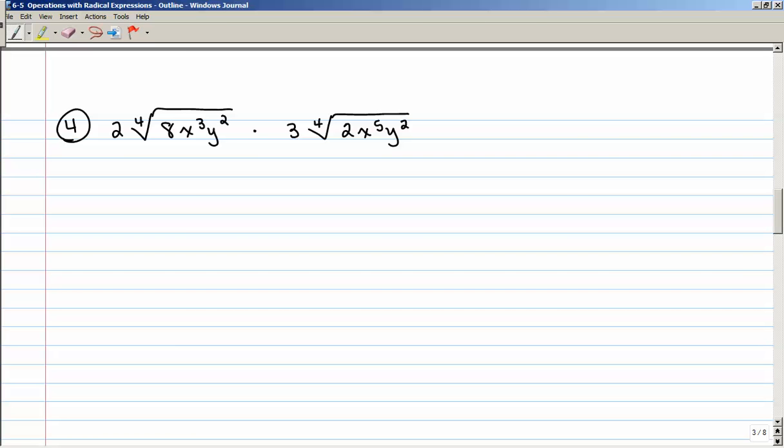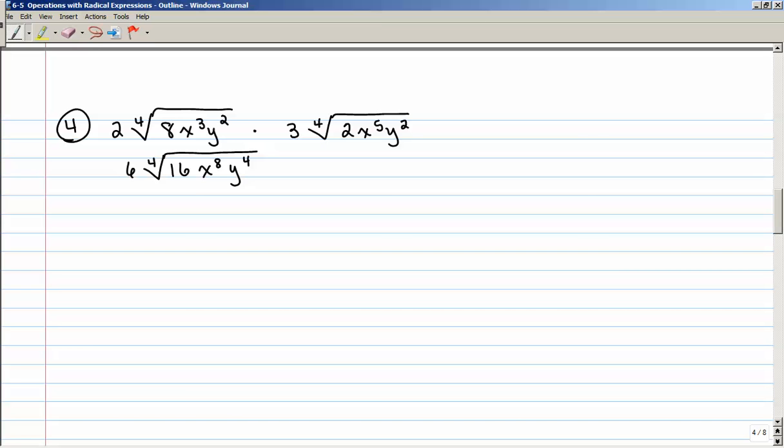So here we have 2 times the 4th root of 8x cubed y squared times 3 times the 4th root of 2x to the 5th y squared. Now, since they're both 4th roots, I can just multiply everything and then simplify. So I'm going to multiply my numbers out front. That's going to give me a 6. And then the 4th root of, now let's just multiply the radicands. 16, x to the 8th, remember add the 3 and the 5, y to the 4th. Okay, so multiply the stuff out front, multiply the stuff underneath.